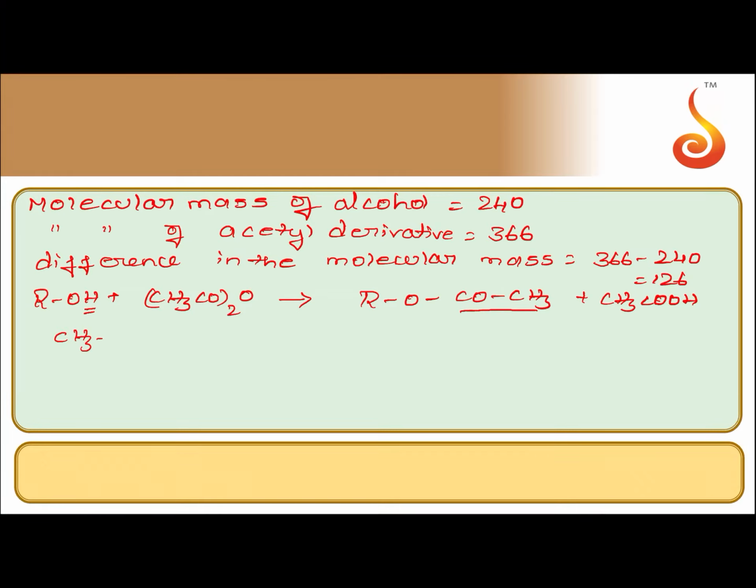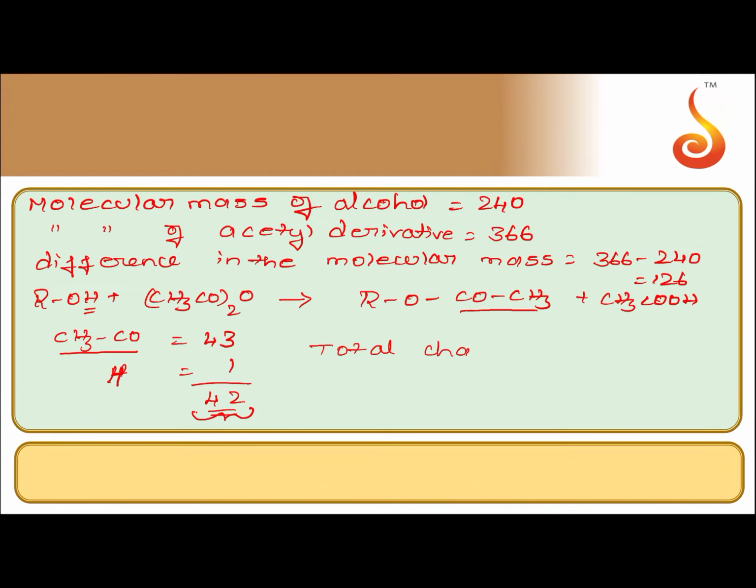So what is the molecular mass of CH3CO group? It is 43. Molecular mass of hydrogen is 1. So 43 minus 1 is 42. Means when one hydrogen of alcohol is replaced by one acetyl group, the change in the molecular mass of alcohol will be 42.